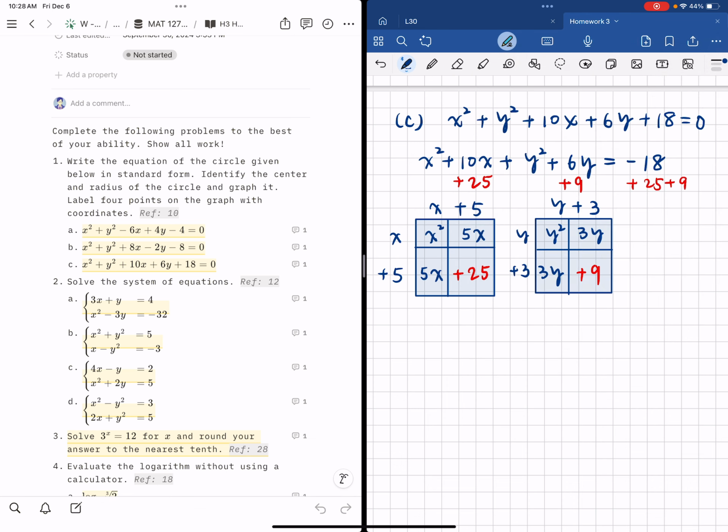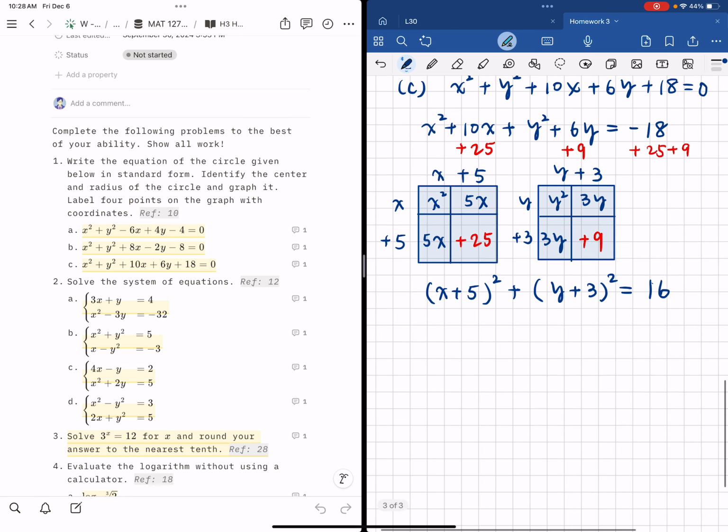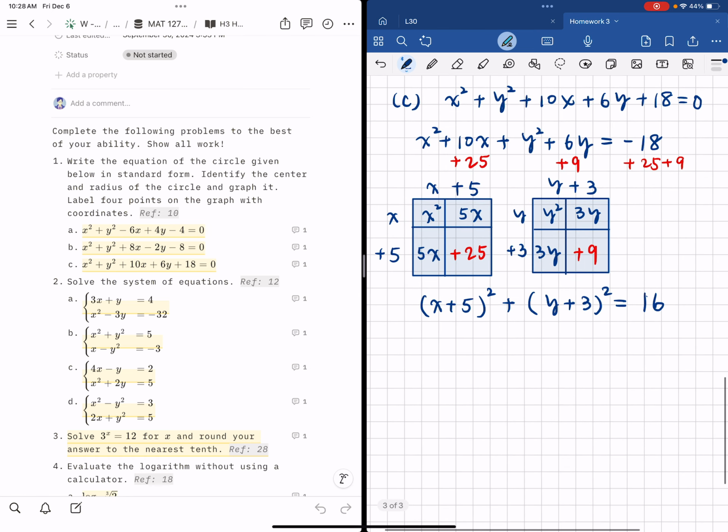Let's write down the completed squares on the left-hand side. The first square is x plus 5 squared plus the second square is y plus 3 squared equals, so negative 18 plus 25, that's positive 7. 7 plus 9, that's 16. This is nice. 16 is a perfect square. And I still hate part A. Part C is much better. Part B too. The radius is a perfect square. Radius squared is a perfect square.